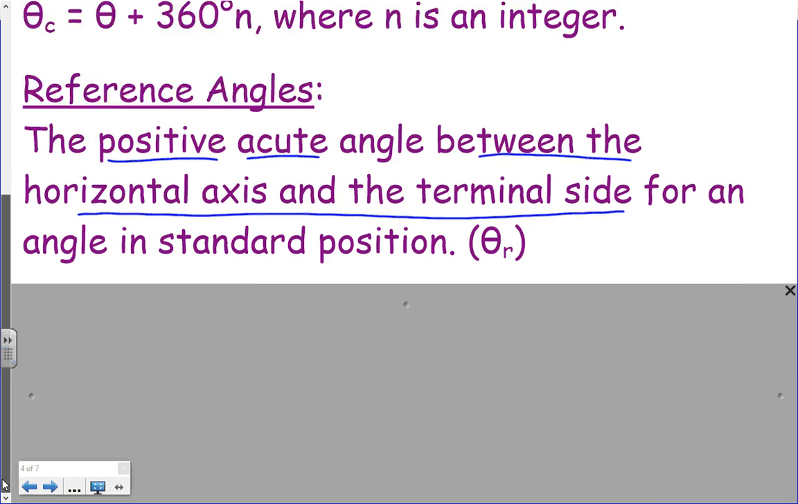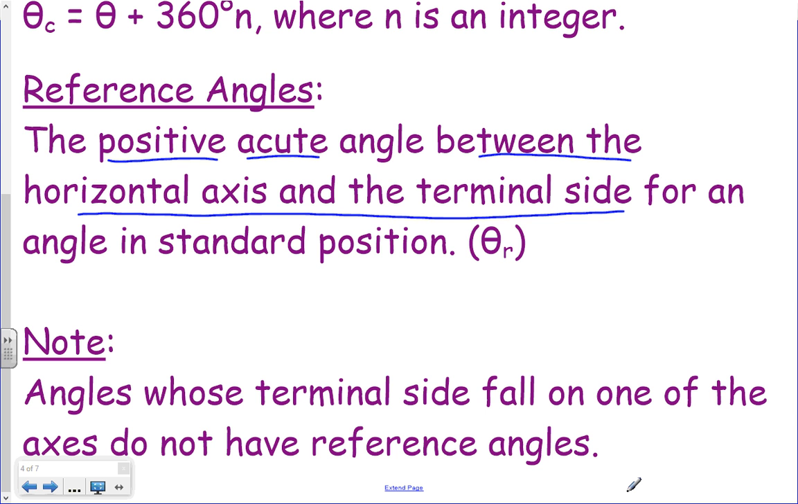One thing to note here about the reference angle is that angles whose terminal side falls on one of the axes, whether it falls on the x-axis or the y-axis, doesn't really matter, those angles do not have reference angles. That's because the angle is going to be either 0 or 90 degrees that you'd be working with, and it's not acute then. It has to be an acute angle to be a reference angle. So some angles do not have a reference angle.